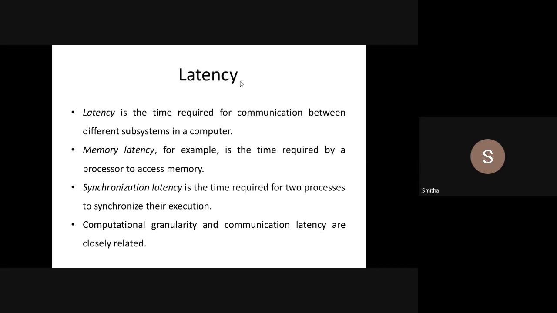Now let's look at latency. What is latency? Latency is nothing but the time required for doing a task. We can have two types of latencies here. When we are executing things parallelly, each subunit or subsystem, or processor, wants to communicate with the others in order to share resources or data. The time they spend communicating with each other we call latency.